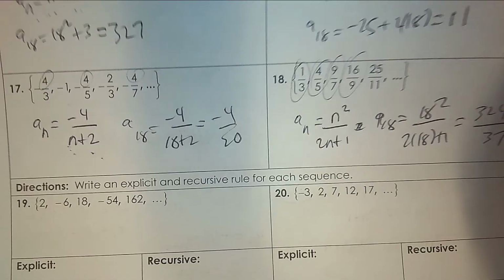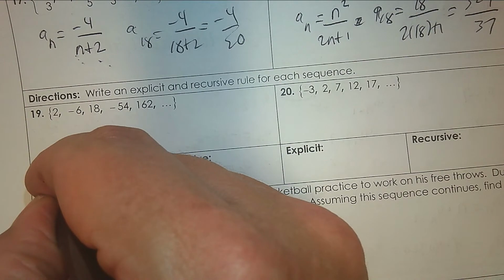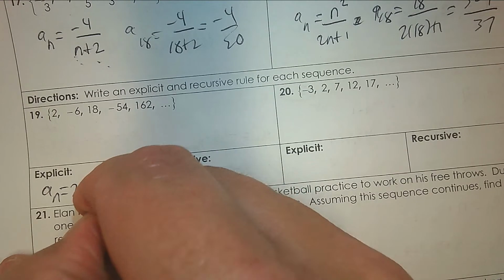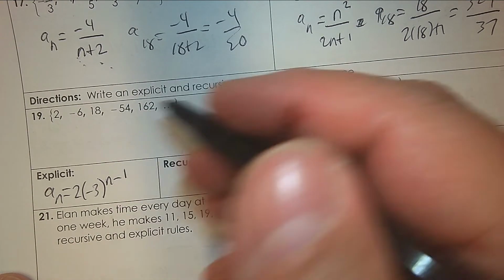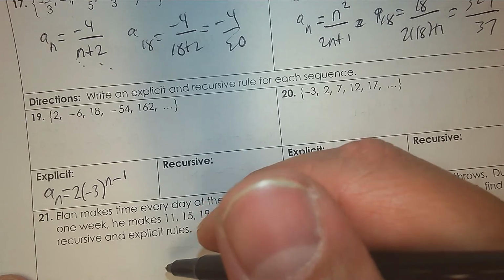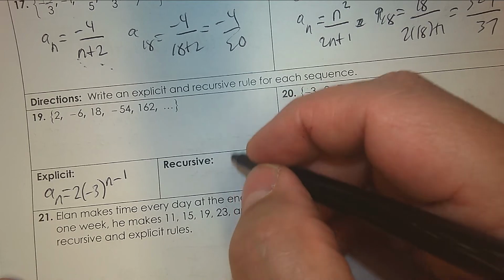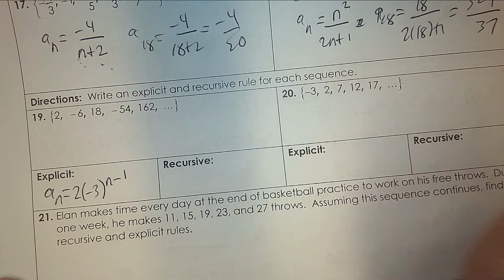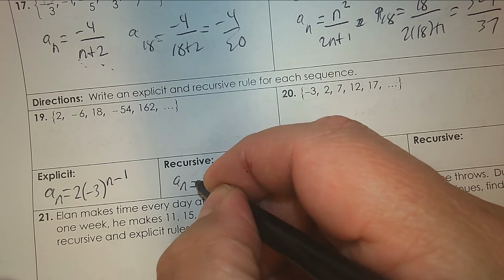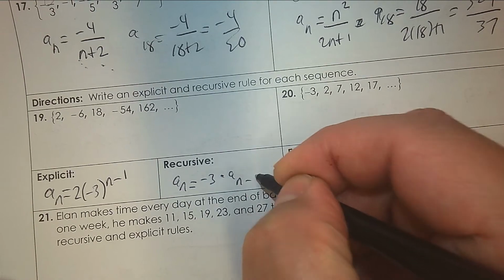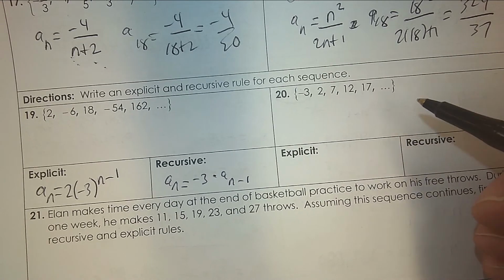So can you write an explicit rule? Can you write a recursive rule for each one? For this, the explicit rule would be 2 times negative 3 to the n minus 1, because you're multiplying by negative 3 each time. And the recursive rule, you would need to know what the term is before it. So for the recursive rule, it would be a_n equals negative 3 times a_(n minus 1). So you take the term before and multiply it by negative 3.